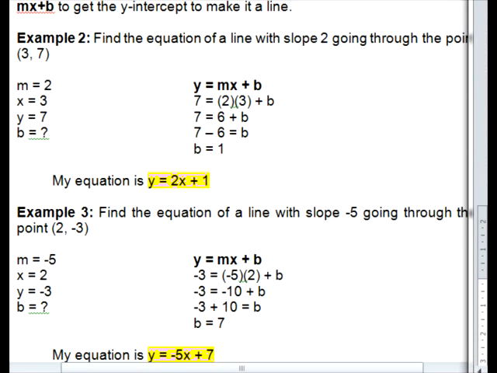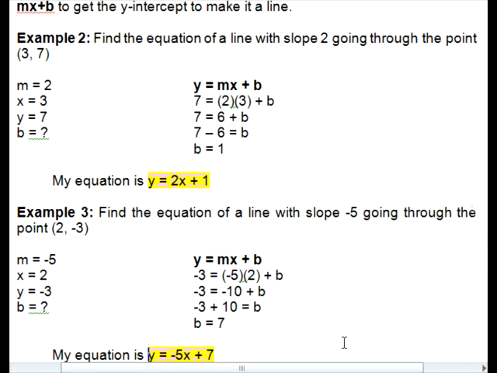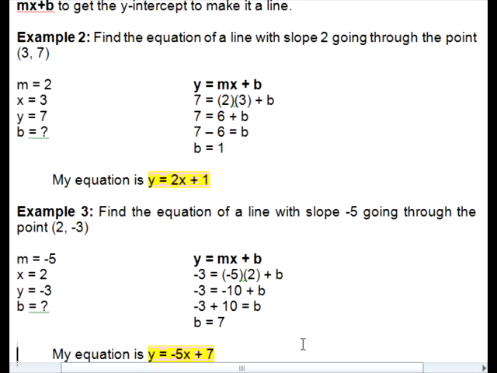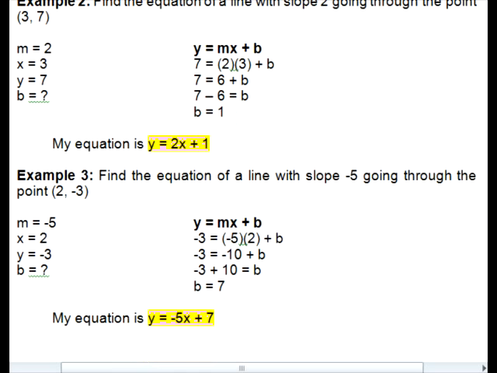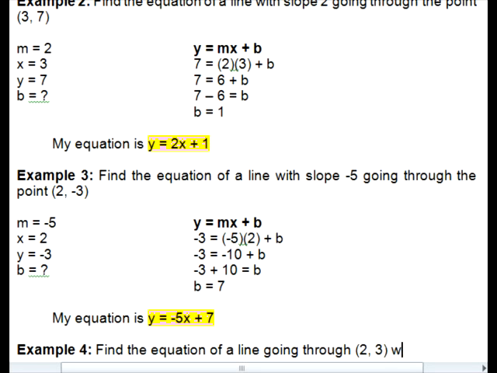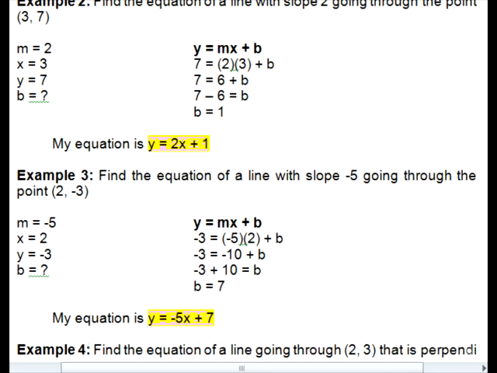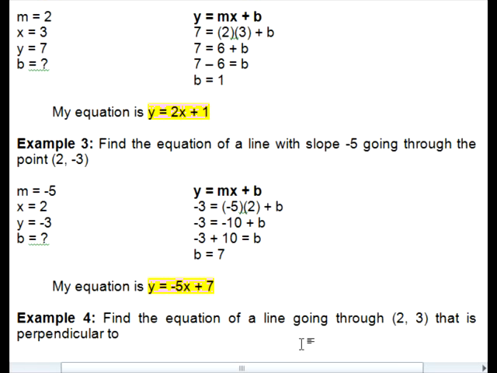I'm going to do two more types of question, then we're going to finish here. So example 4 is going to say: find the equation of a line going through 2, 3 that is perpendicular to y equals -2/3 x plus 1.